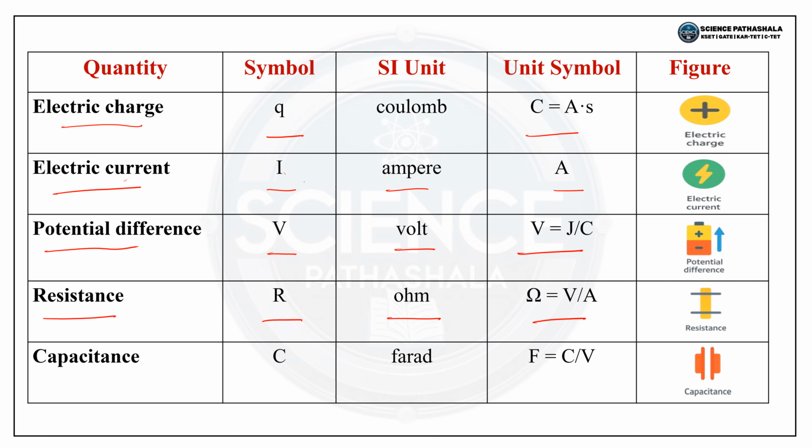So the next is capacitance. Capacitance is the ability of a capacitor to store electric charge per unit potential difference. It is represented by the symbol capital C. The SI unit for capacitance is farad. That is, the unit symbol is: 1 farad equals 1 coulomb per volt. That is, capacitance is measured in farad. 1 farad means 1 coulomb of charge per volt.